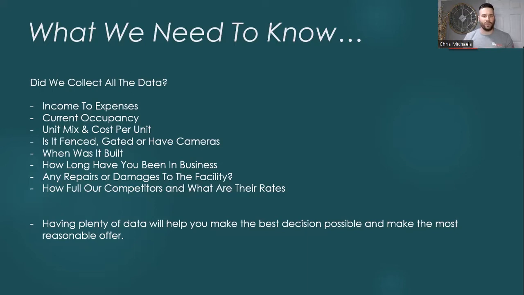Finding out when the property was built, how long they've been in business, any repairs or damages to the facility. And then once you have that information, you want to go around and figure out what the competitors are charging and how full they are. And what you can do is just simply call some of the competitors and say, hey, I'm just looking to rent out a few different size units. I'm not entirely sure what size I need. I was just curious what some of your price points were. Get an idea of what they're charging per unit and then compare that to the facility that you're looking at.